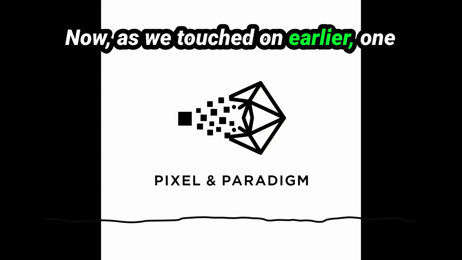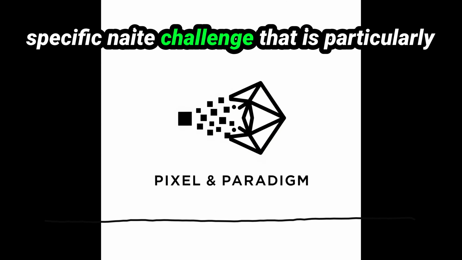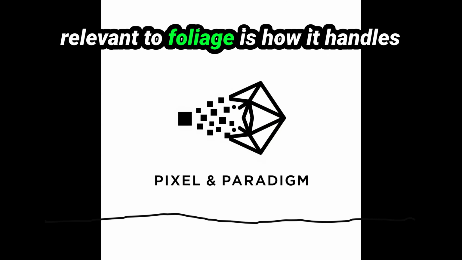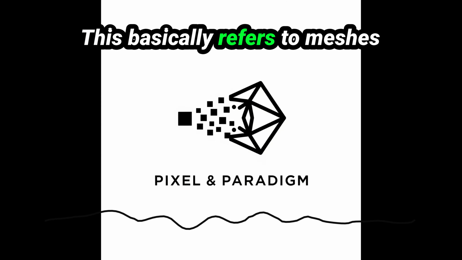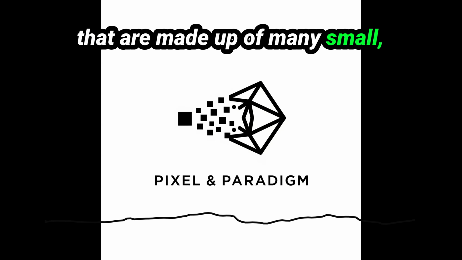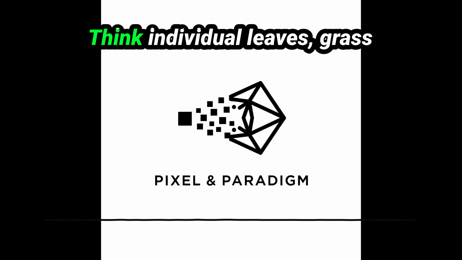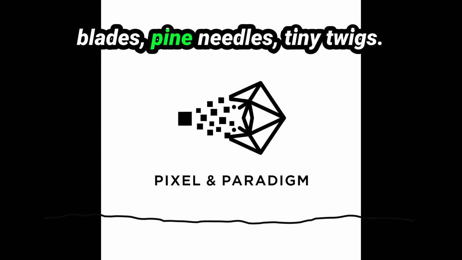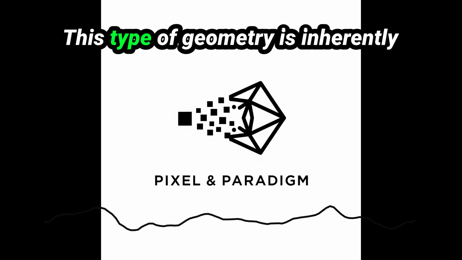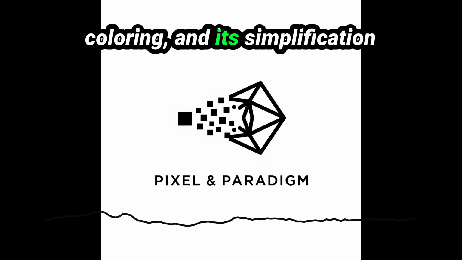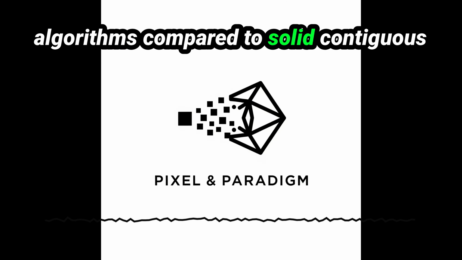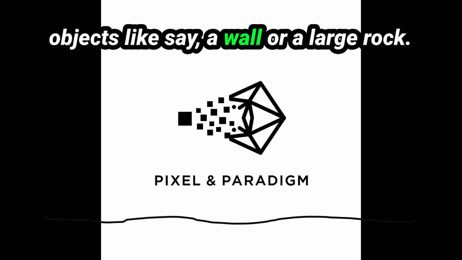Now, as we touched on earlier, one specific Nanite challenge that is particularly relevant to foliage is how it handles what's called aggregate geometry. This basically refers to meshes that are made up of many small, relatively disconnected parts. Think individual leaves, grass blades, pine needles, tiny twigs. This type of geometry is inherently less efficient for Nanite's occlusion culling and its simplification algorithms compared to solid, contiguous objects like, say, a wall or a large rock.